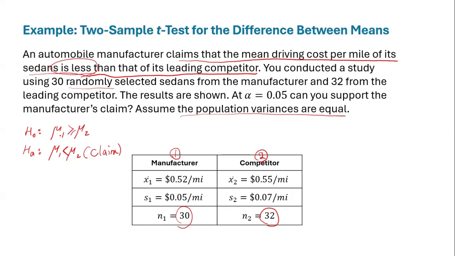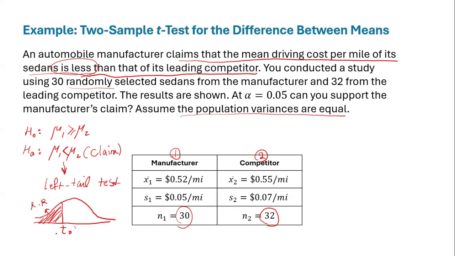After writing the null and alternative hypotheses, since I'm following the rejection region method, I need to find the critical values. Since we have less than for the alternative, that means we have a left-tail test. It means that you have one critical value here, and the rejection region is the area on the left. That's the rejection region.